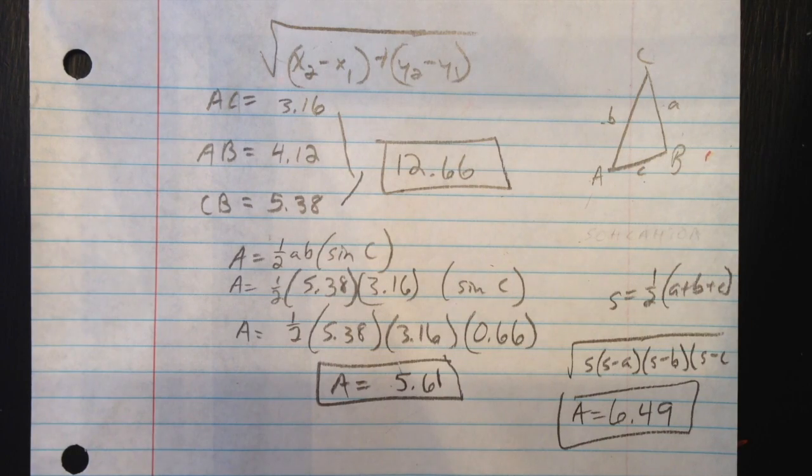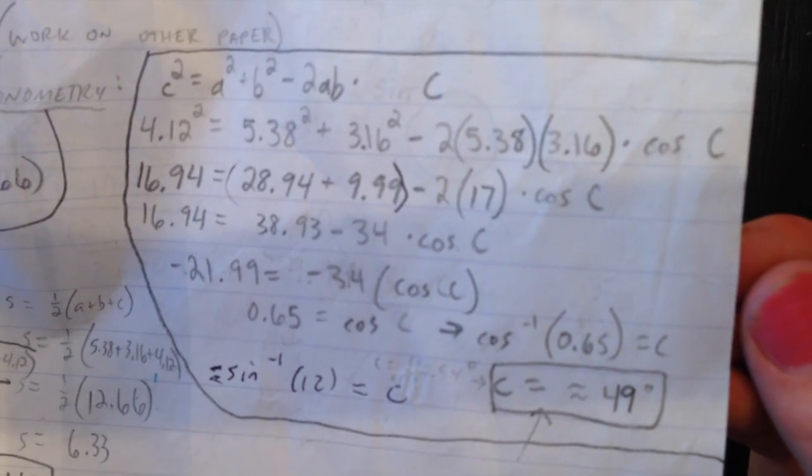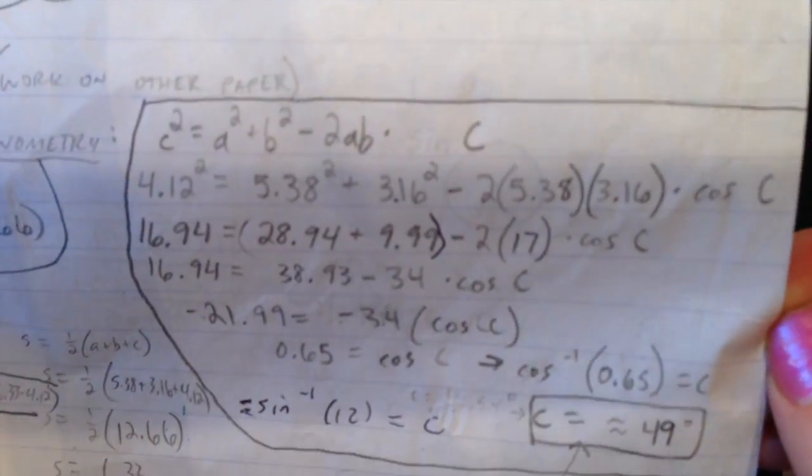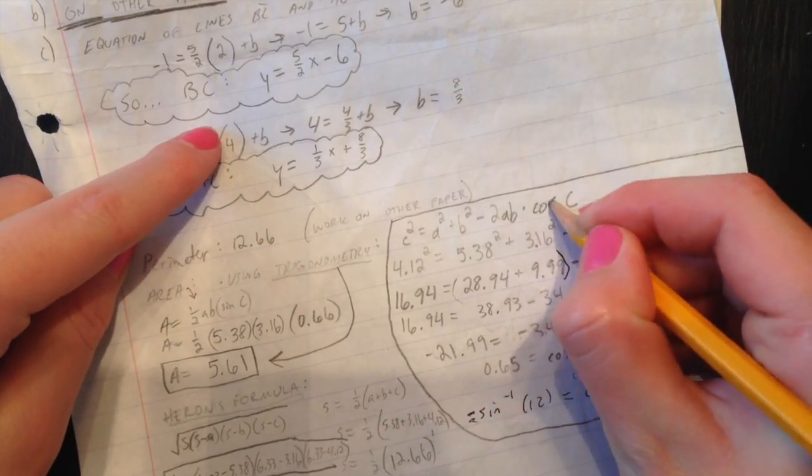We found the perimeter and areas using trig and Heron's formula. Now we need to find the measure of each angle of ABC. This is a more time-consuming problem, but let's start with angle C. Here we have C squared equals A squared plus B squared minus 2AB times cosine of C. Forgot to write the cosine in. Okay.